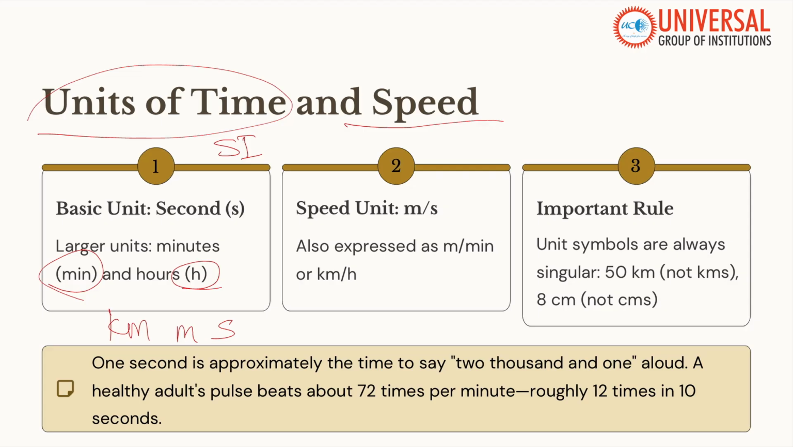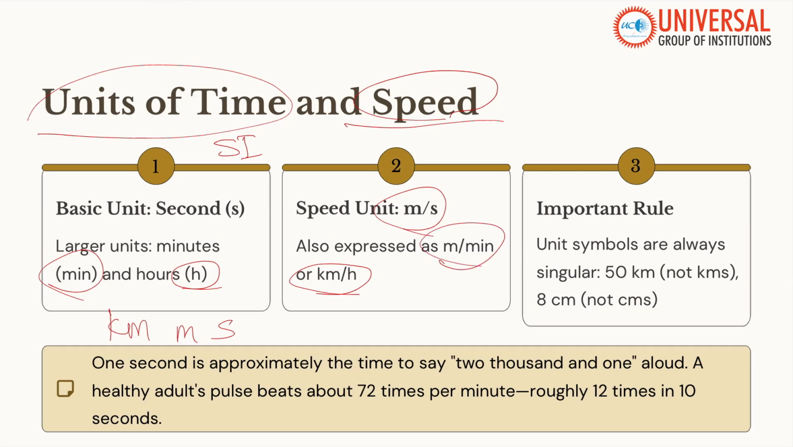Then we will talk about the unit of speed. Since speed is distance divided by time, the SI unit of speed is meter per second. So what is the SI unit of speed? It is meter per second, where meter is represented as small m and second is represented as small s, so small m divided by small s. Other commonly used units for speed include kilometer per hour and meter per minute.